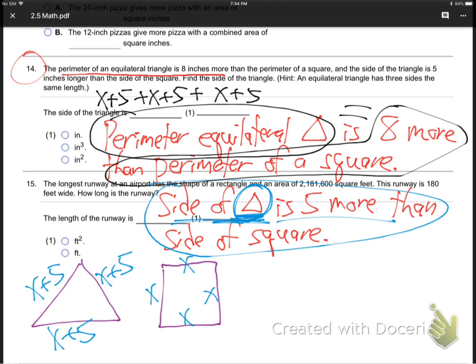And then equals 8 more than the perimeter of the square. 8 more. There's 8 more again. What do we do with that? Add 8. You can add the 8 in the front or the back. Doesn't matter. 8 added to what? 4x. Yeah, good. The perimeter of the square is going to be 4x because it's just x plus x plus x plus x.